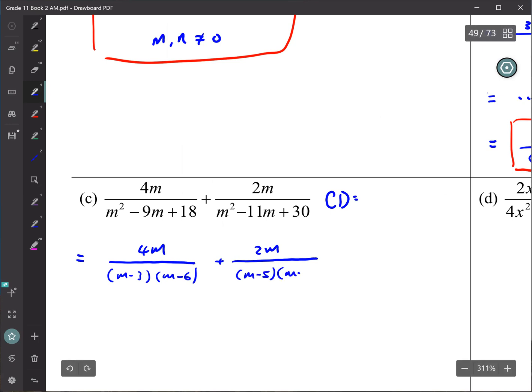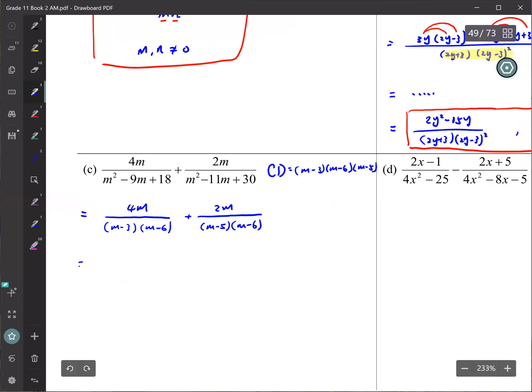Okay. So what do you think the common denominator is now? m take away 3, m take away 5, m take away 6. Okay. Yeah. So we want something that can include all the denominators, right? But we don't need all 4 brackets. Just 3 is enough to cover all 4, right? Okay, Eric, you were saying? It was the same thing. Okay. So common denominator, we all agree on these 3 brackets. Okay, so please complete the rest.